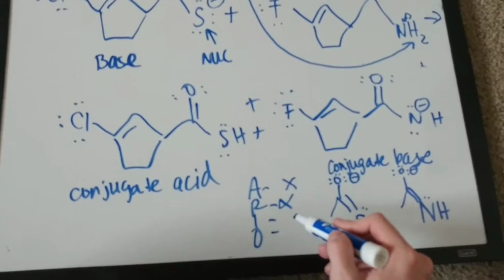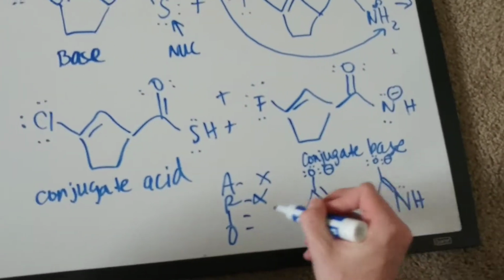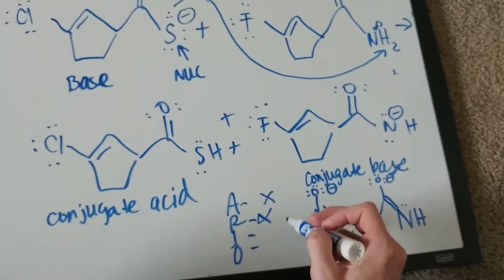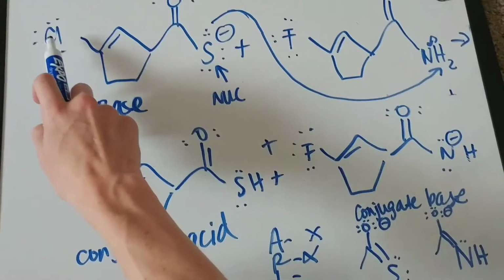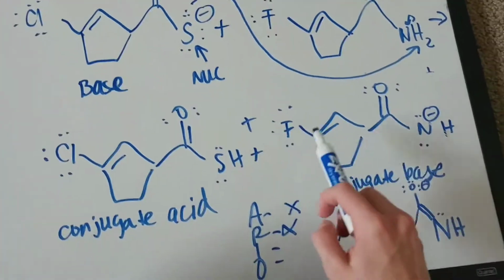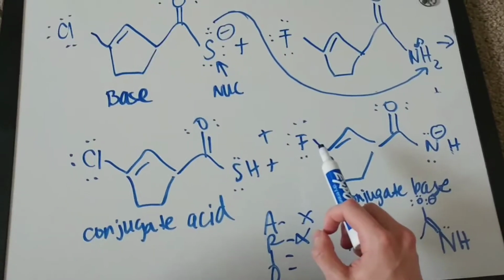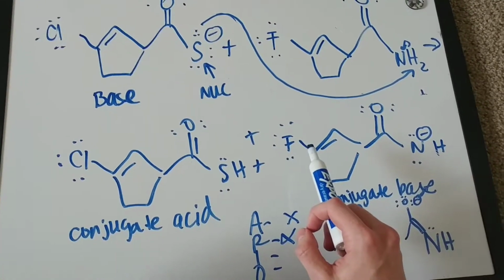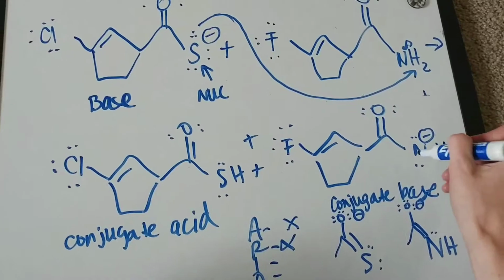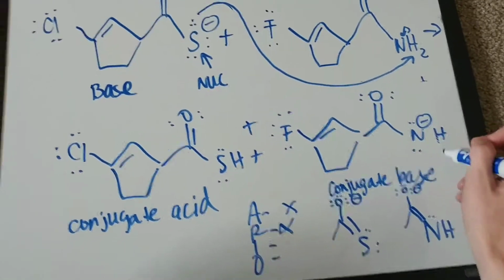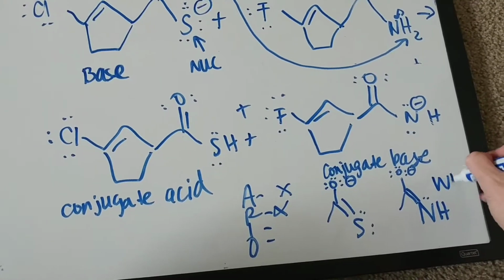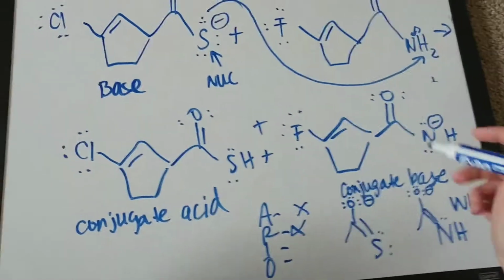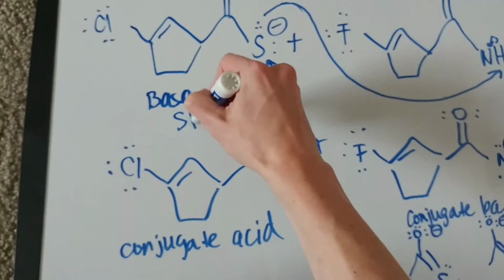However, the inductive effect does play into it because we have here the chlorine and then the fluorine. And fluorine is much more electronegative, so this is much more stable of a base. So this is the weak base, while this is the strong base.